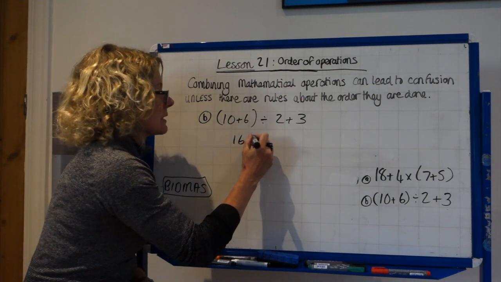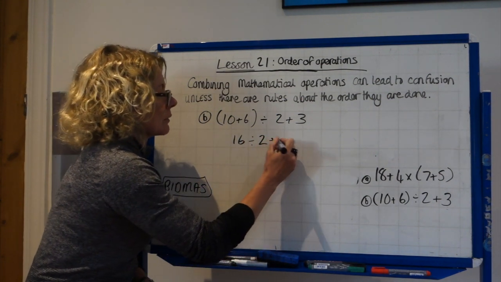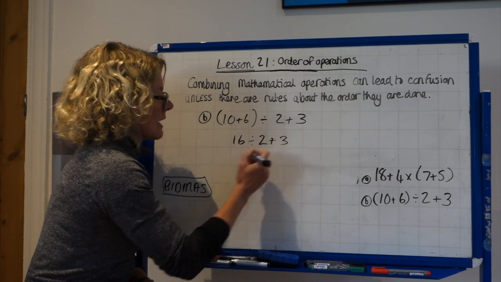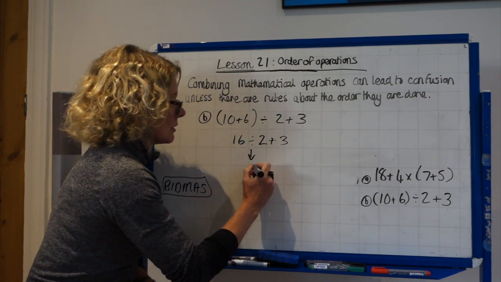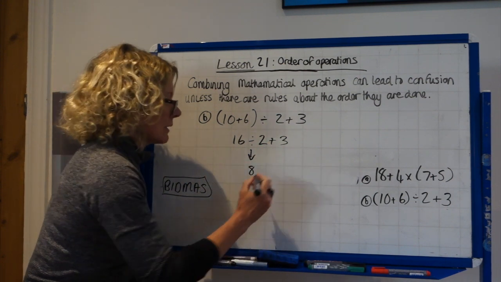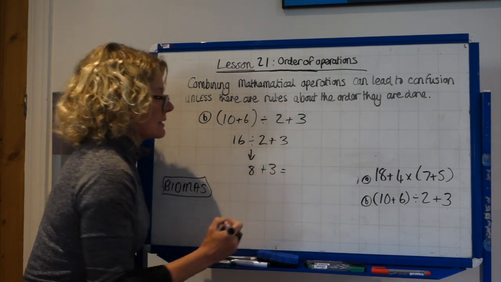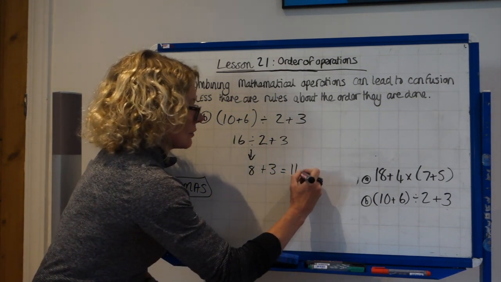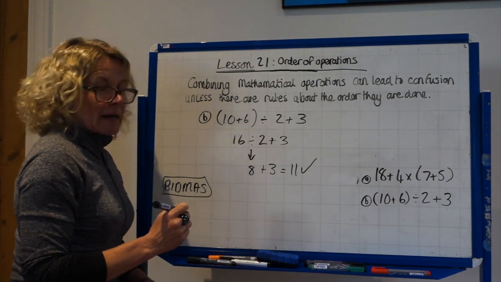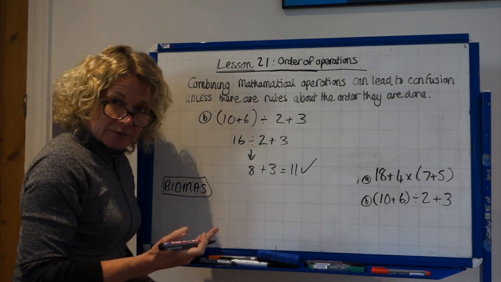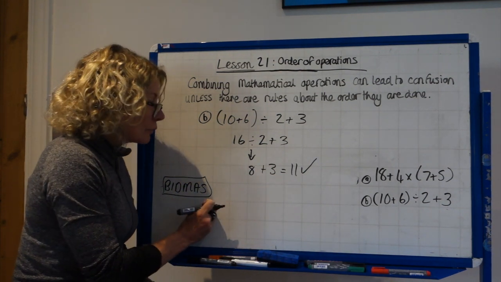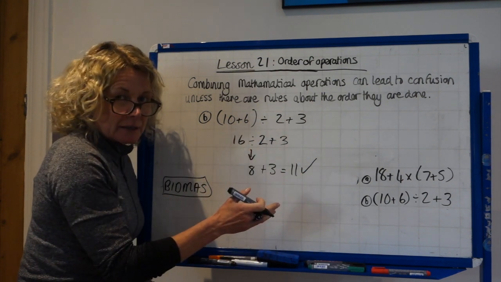Division, so 16 divided by 2 plus 3. So we look at the division next. 16 divided by 2 is 8, would you agree? And then all that's left to do is 8 plus 3, which is of course 11. Okay, got it? Seems fairly simple. If you follow the rule, you will get the right answer.